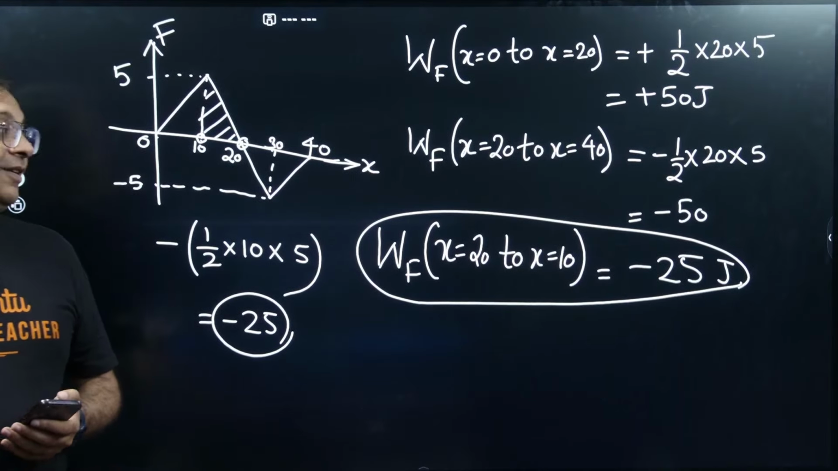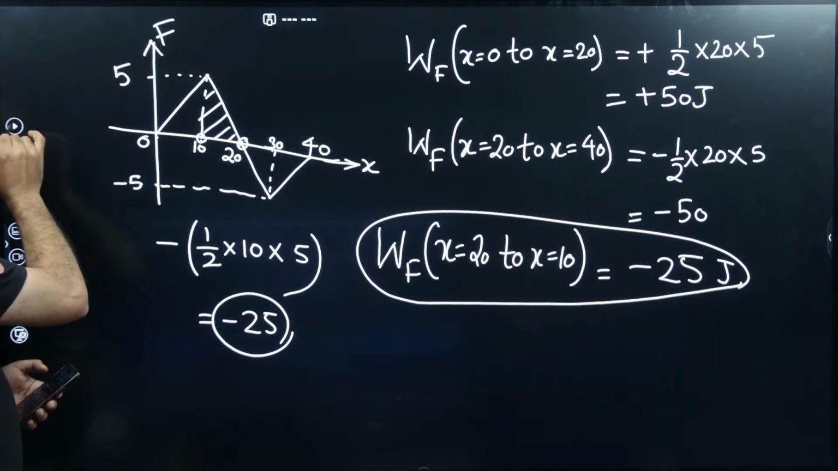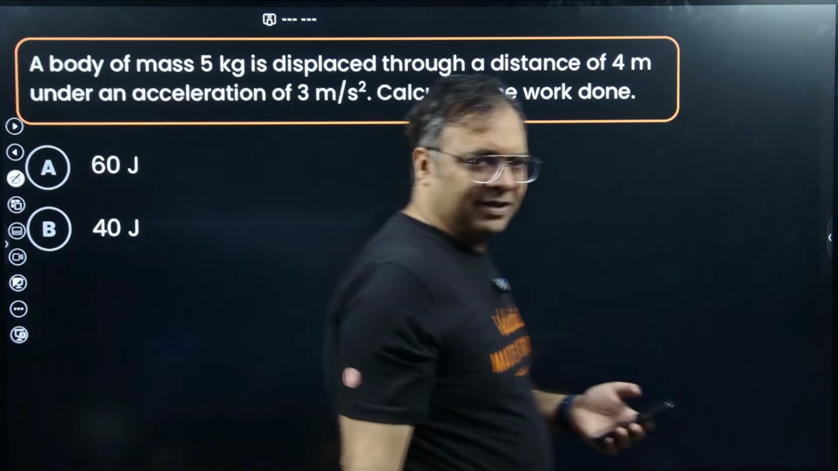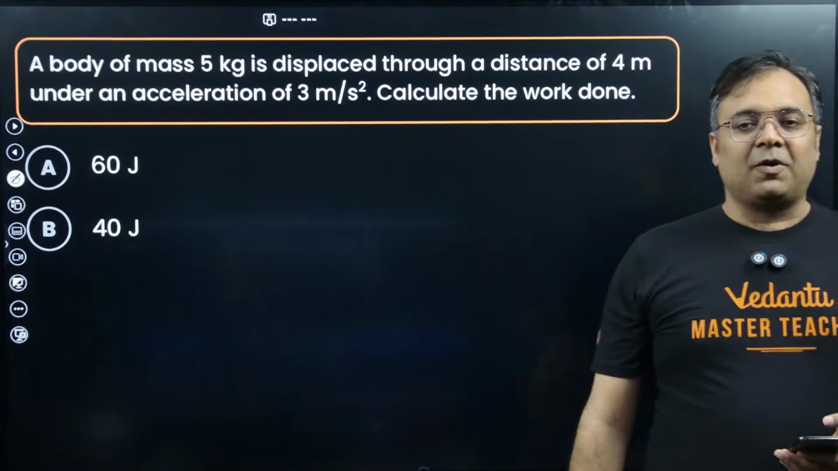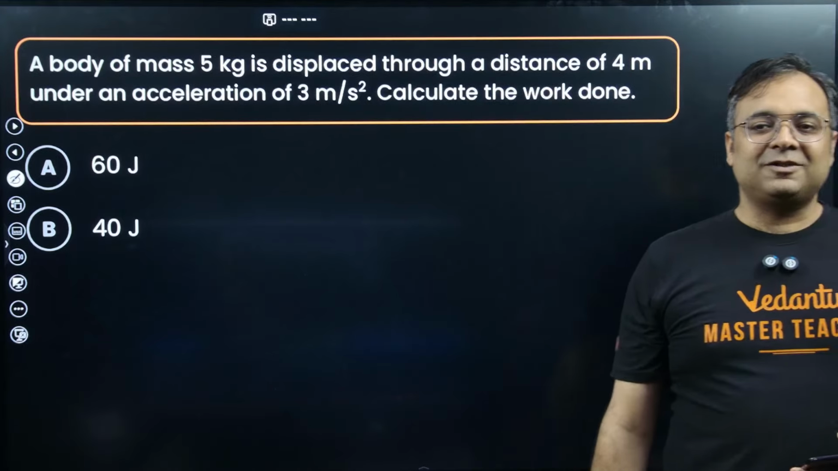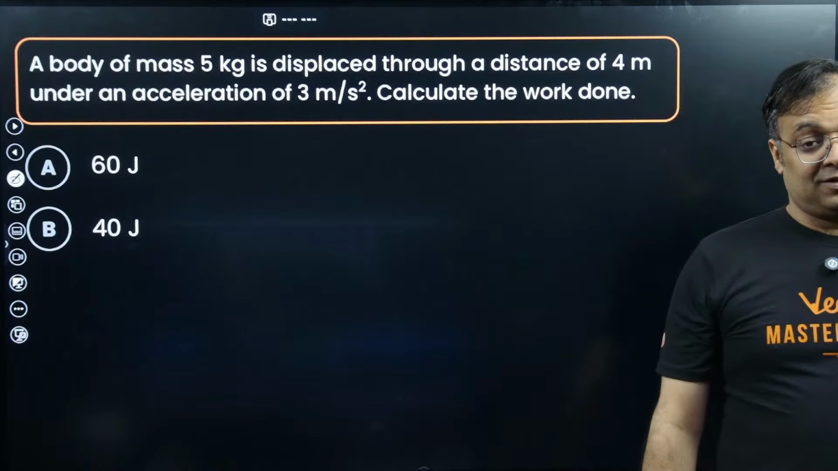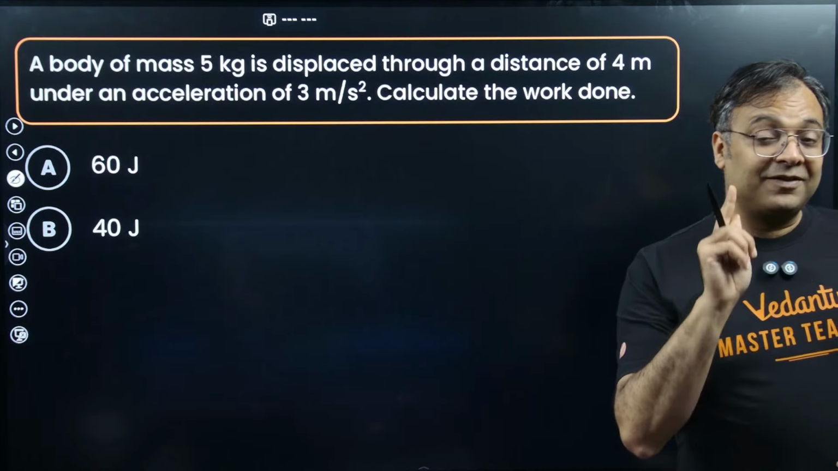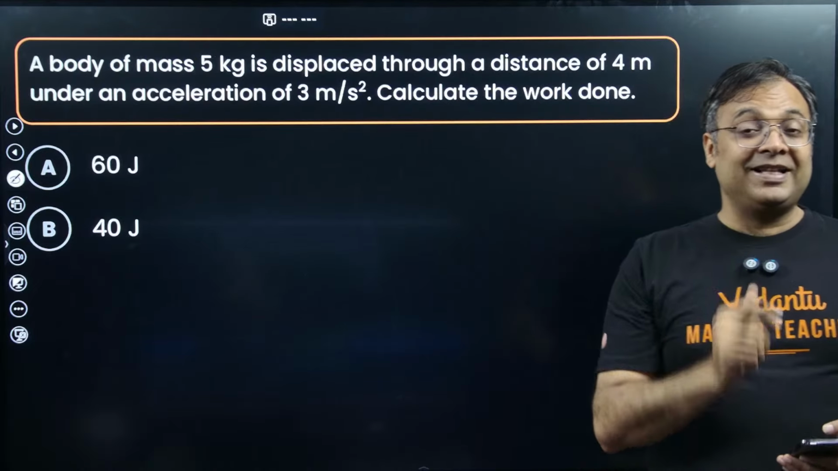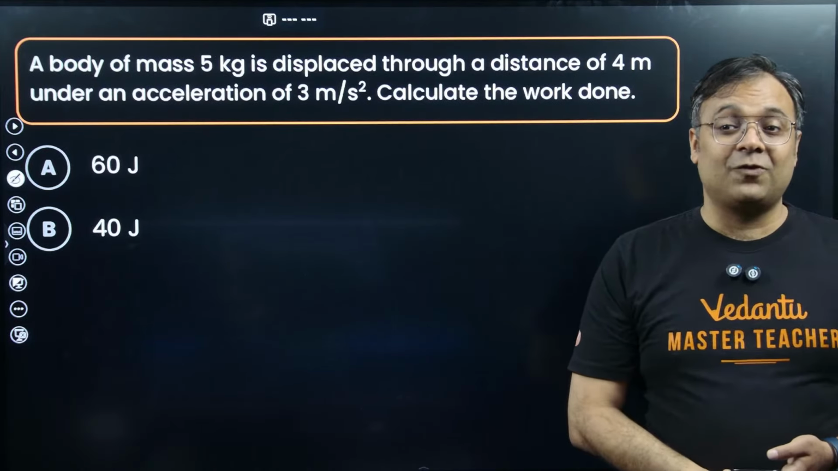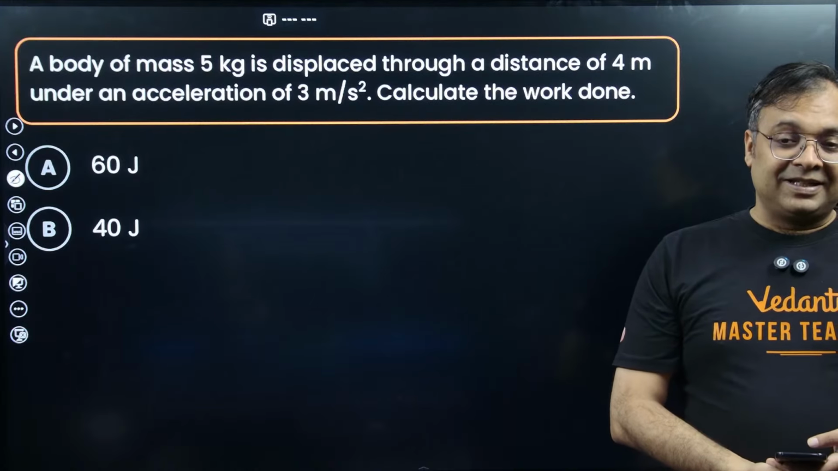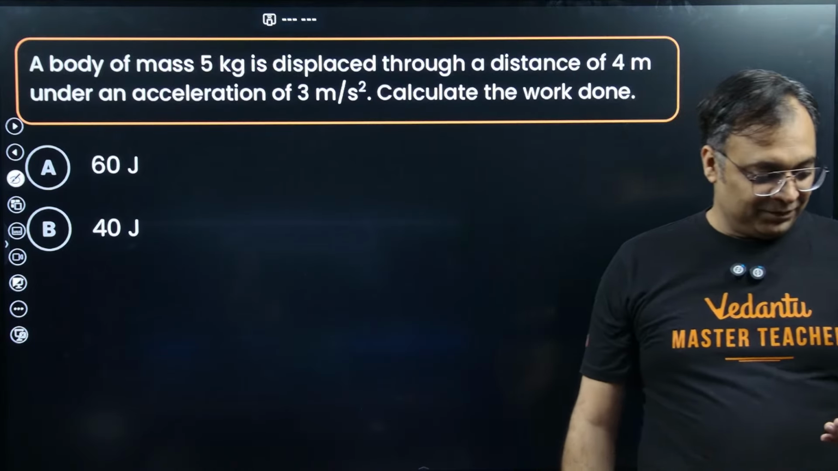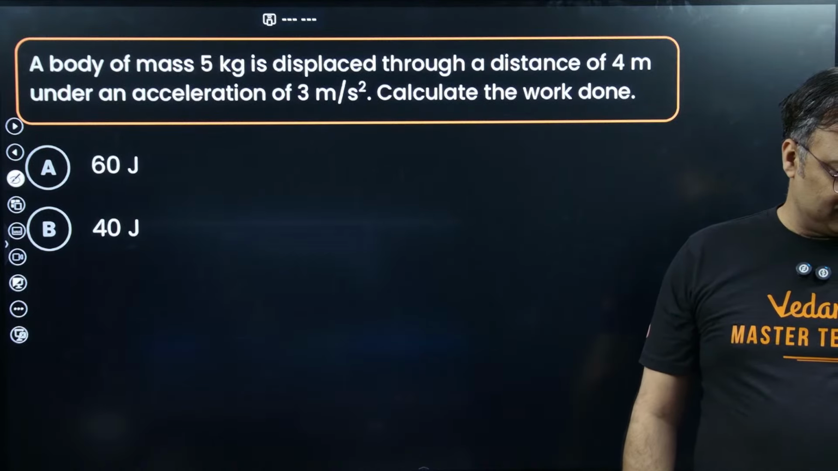Okay, let's take a step ahead. Again, it's a simple question. Can you give it a try quickly? A body of mass 5 kg is moved through a distance of 4 meter under an acceleration of 3 meter per second square. They have given acceleration so that you can find the force, and in that scenario, you have to calculate the work done. I'm waiting quickly.